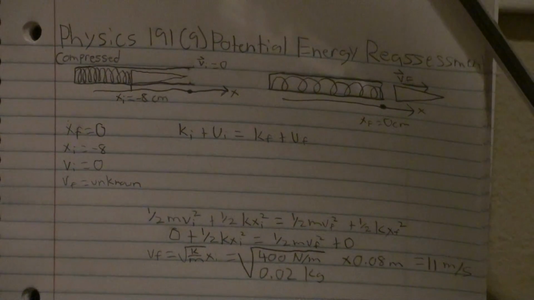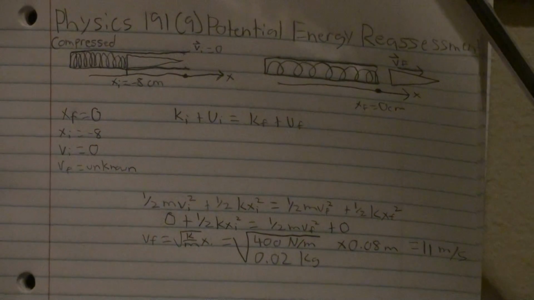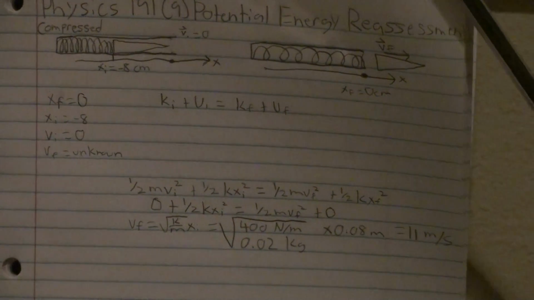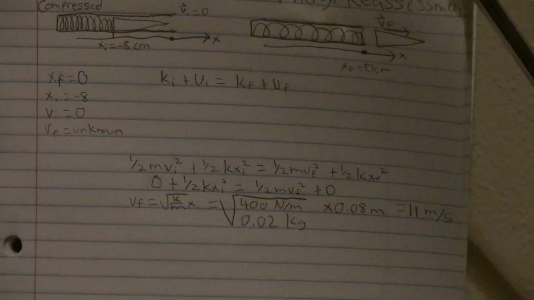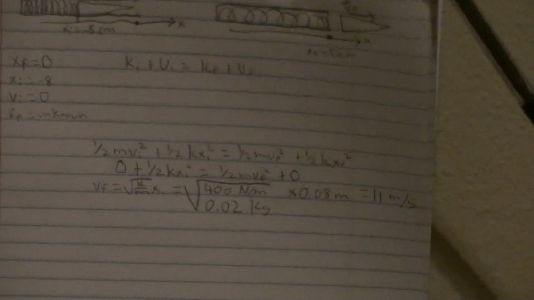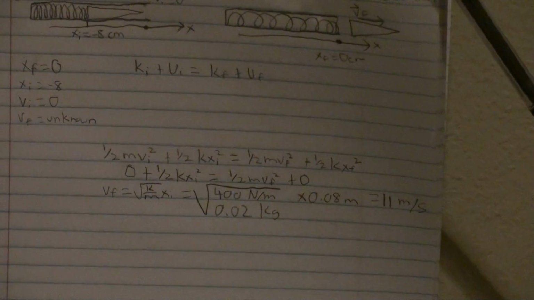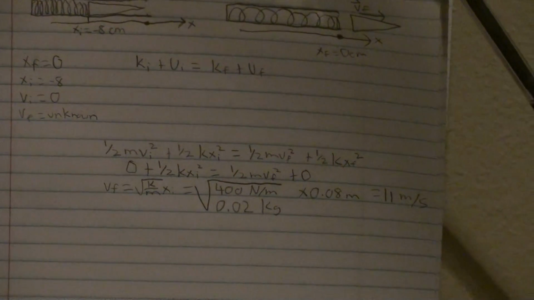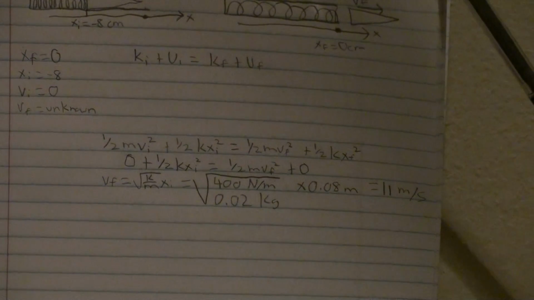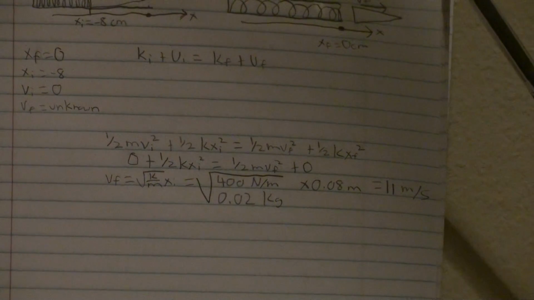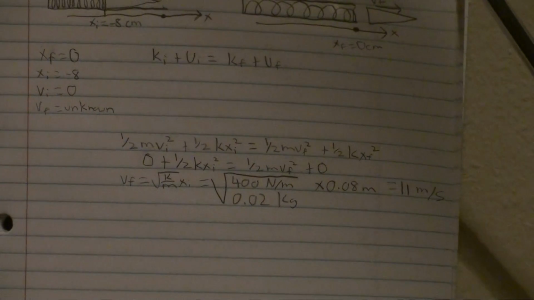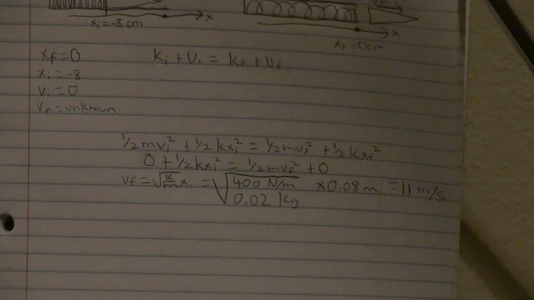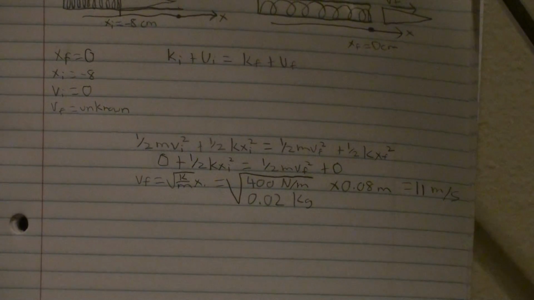And then after plugging in my values of the final x equal to 0 and the initial velocity equal to 0, I get the formula of 0 plus 1/2 k x_i squared is equal to 1/2 m v_f squared plus 0. And then going ahead and solving for the final velocity, I use the formula v_f is equal to the square root of k divided by m times the initial x. And all I did was plug in my values for that, and I got that the speed of the dart when the spring is released is 11 meters per second.